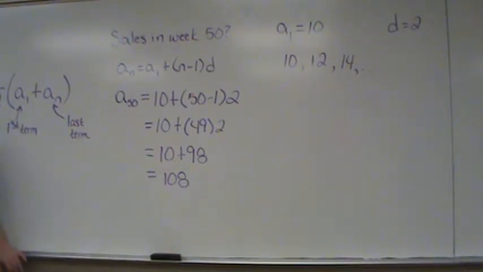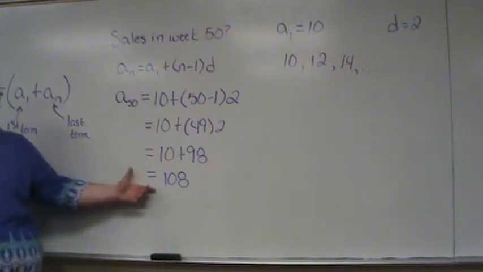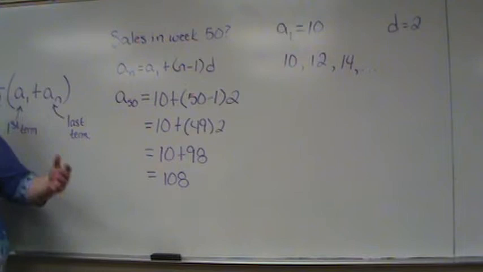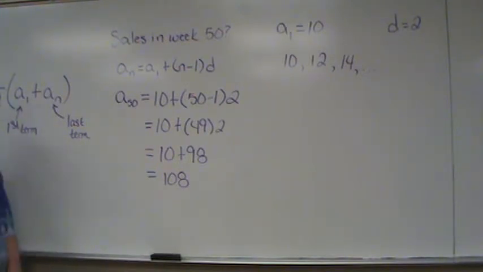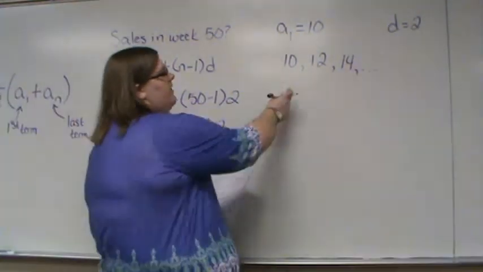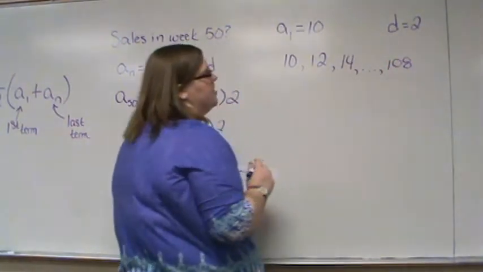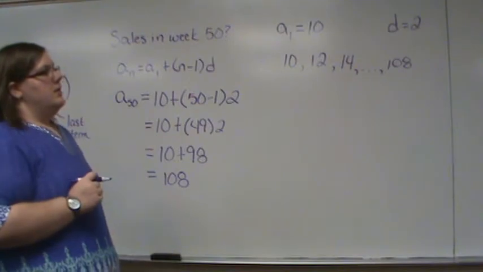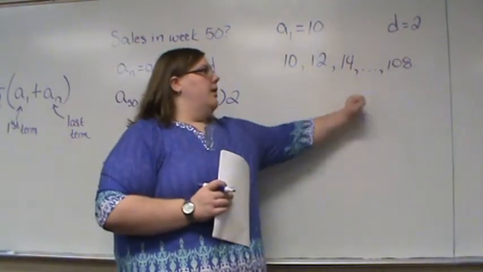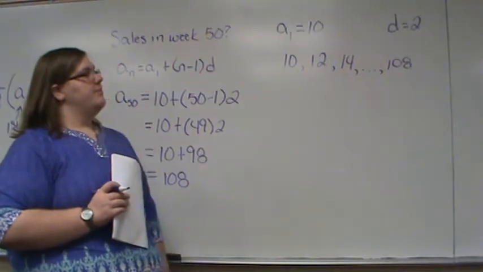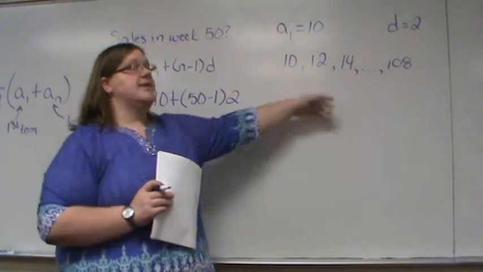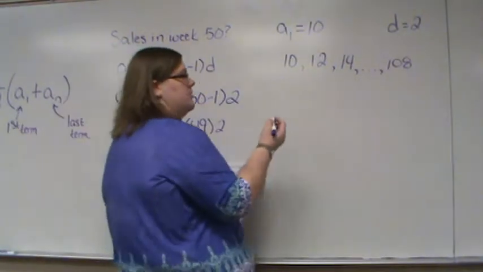Now, our second question is, how many sales did this person make in all 50 weeks? So we're no longer looking for just the 50th week. We want to know how many sales they made in all. If we want to find that out, what do we have to do with this series? Now we know that the last term is 108. We were just writing out the sales before as a sequence. But if we want to know how many sales they made all together, what do we have to change?